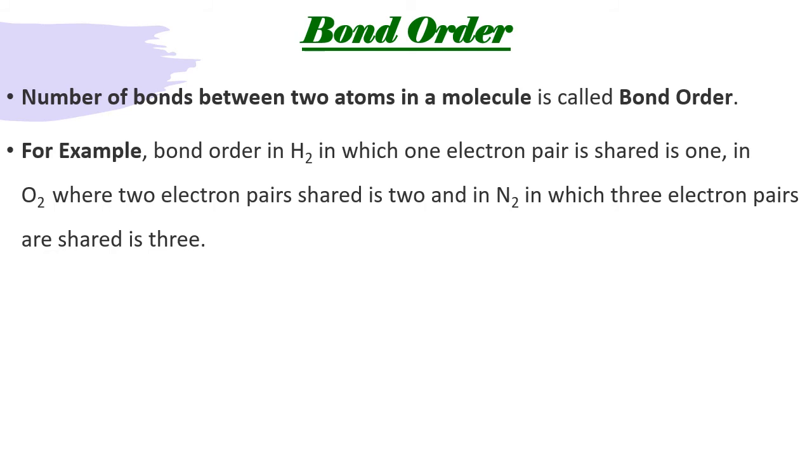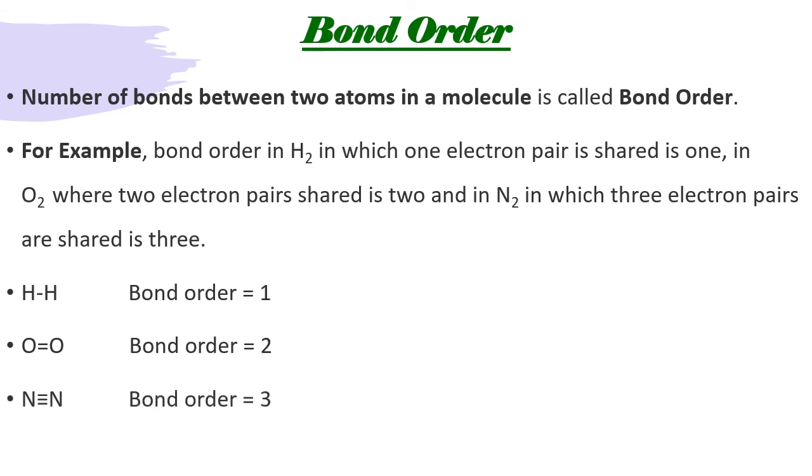In hydrogen, a single bond is formed, so the bond order of hydrogen is 1. In the case of oxygen, 2 bonds are formed, so the bond order is 2. Similarly, the bond order of N2 is 3 because 3 bonds are formed. So depending upon the number of bonds, the bond order is there. Hydrogen bond order 1, O2 is 2, N2 is 3, and carbon monoxide, CO, is also 3.